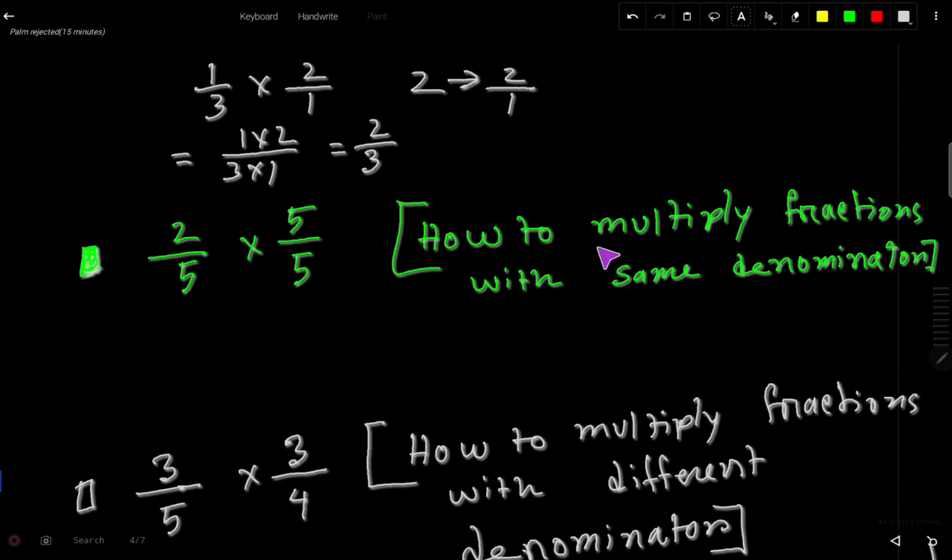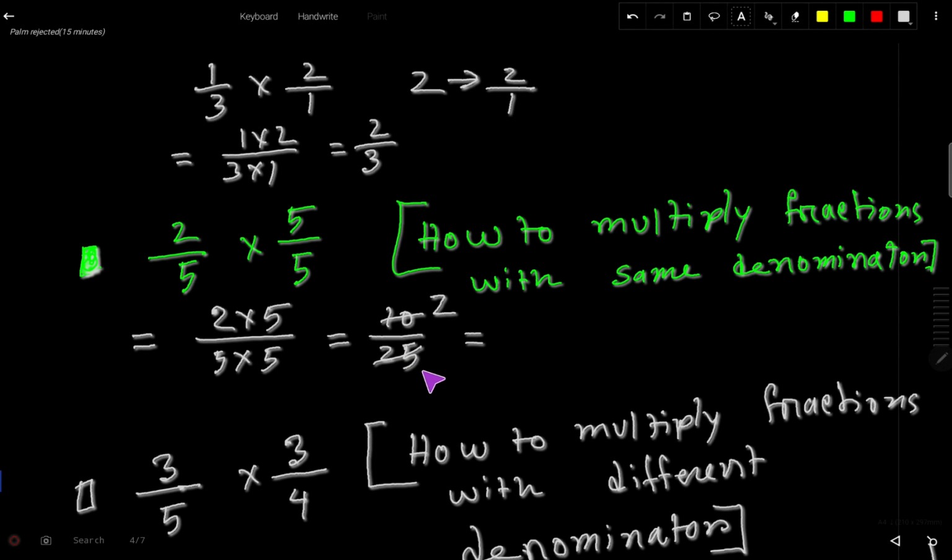Consider these two fractions. How to multiply fractions with the same denominator? Same denominator, right? So top to top, we have only one rule. We have to multiply top to top and bottom to bottom, or denominator to denominator. So we are getting here 10 over 5 times 5, that is 25. The common factor of 10 and 25 is 5. So if you divide 10 by 5, you are getting 2. And if you divide 25 by 5, you are getting 5. So 2 over 5 is the reduced form of this fraction. So this is the answer.